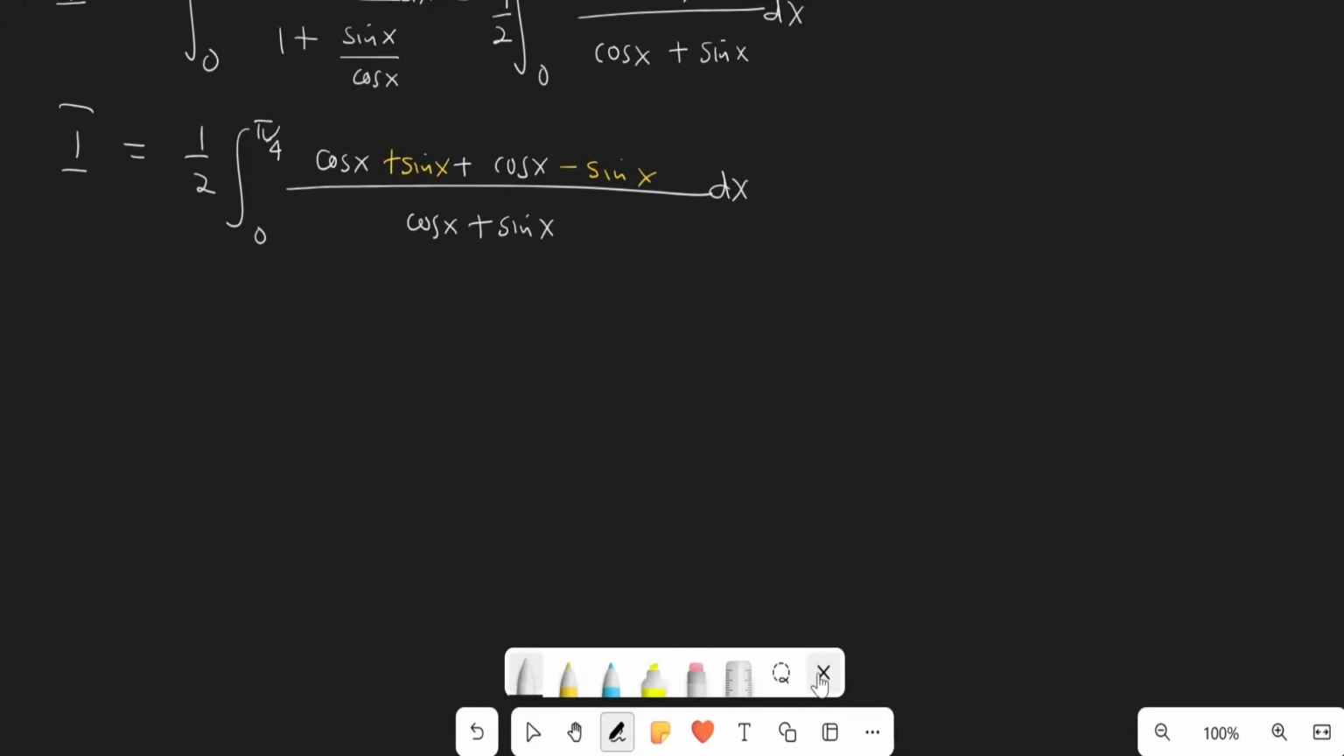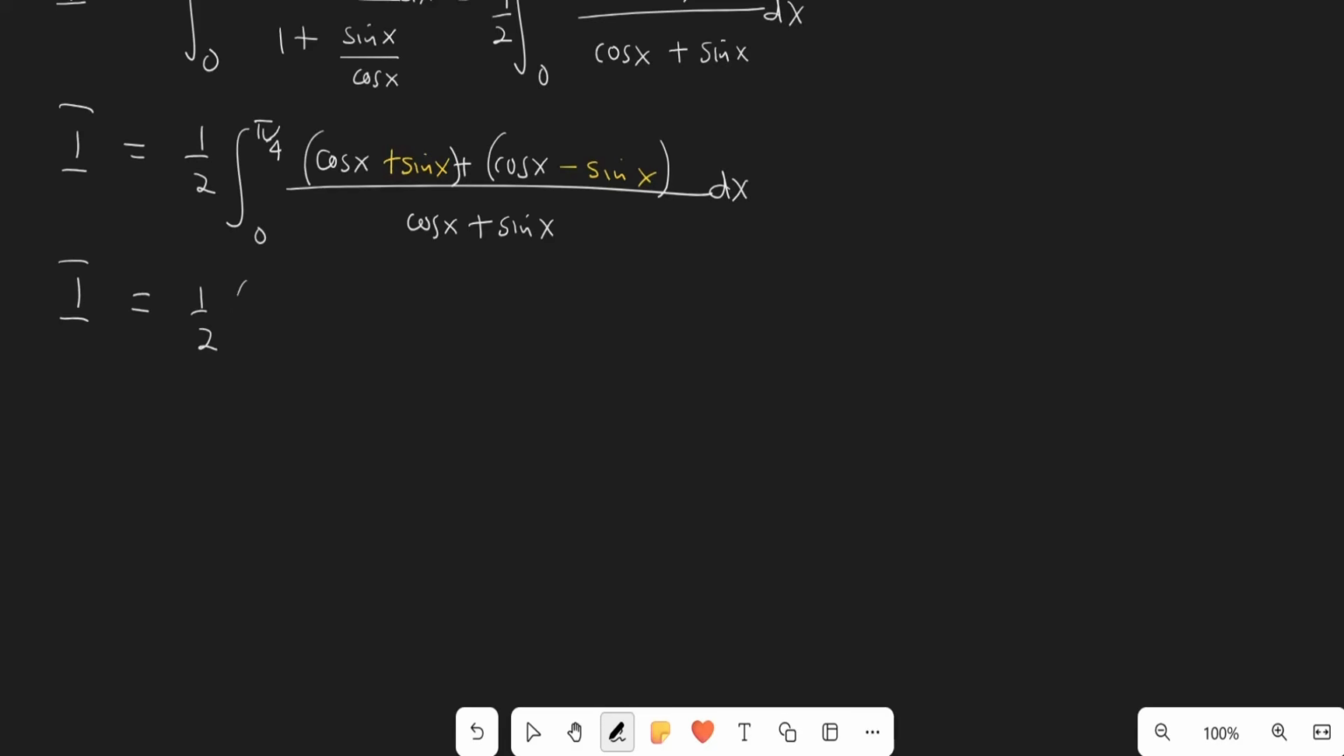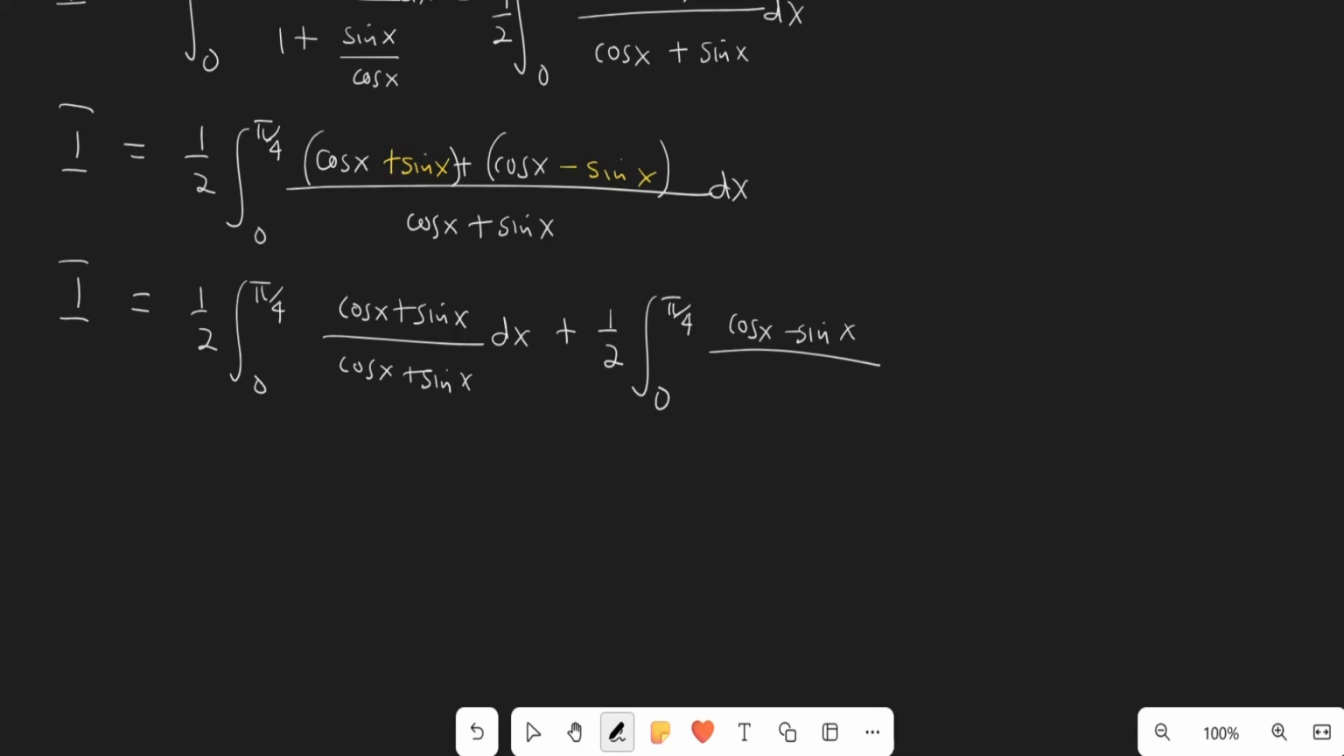And now I can group this integral into two different integrals: the first two terms into one term, and the next two terms into another one. So we have I equal to 1/2 the integral from 0 to pi over 4 of the cosine of x plus the sine of x, all over the cosine of x plus the sine of x, dx, plus 1/2 the integral from 0 to pi over 4 of the cosine of x minus the sine of x, all over, here I'm going to write it as the sine of x plus the cosine of x. That's the same thing.